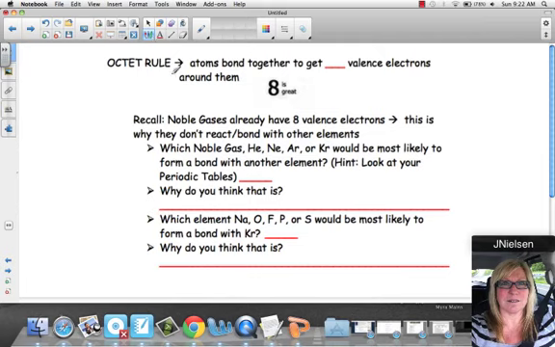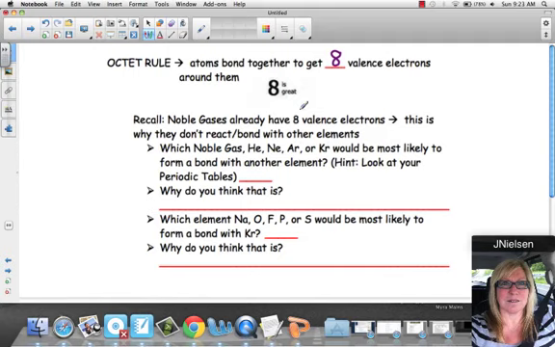So we know that we have an octet rule. Atoms bond together to get 8 valence electrons. This is a review. 8 is great. Noble gases already have 8 valence electrons. That's why they don't react or bond with any of the elements. There are a couple of exceptions in which they will, and we'll talk about them later. But generally speaking, they have 8. They don't want to give up electrons. They don't want to gain electrons.